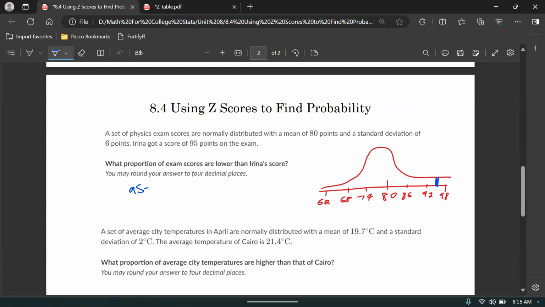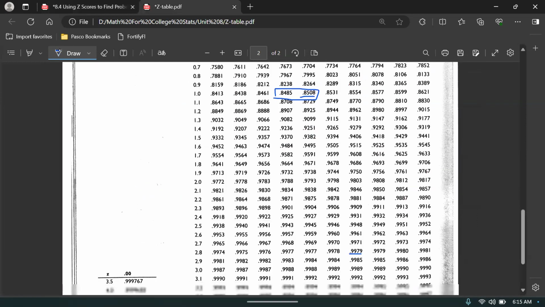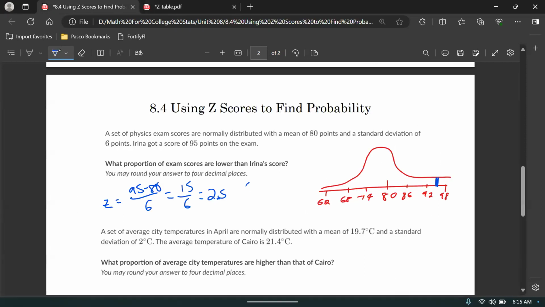So 95 minus the mean, 80, divided by the standard deviation, which was 6. This will be 15 over 6, which comes out to 2.5. Yes, so z equals 2.5. Now we're going to go to the z-score table, find 2.50, which is right here. So 0.9938. And it's asking, what's the proportion of exams lower than her score?